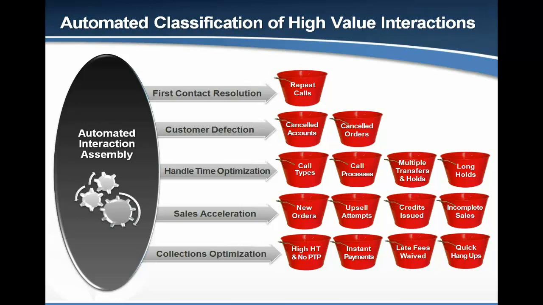And collections, some examples are, high handle time with no promise to pay. So you now know handle time, and you know if there's a promise to pay. So you say, well, why did we spend so much time? We didn't get a promise to pay. Or what are our best agents doing? Why are they getting instant payments? Can we replicate those best practices? Late fees waived. Again, that's almost like credits issues. Are we waiving late fees where we really don't need to? Could there be a training issue there? Quick hang-ups is another one that's pretty common.